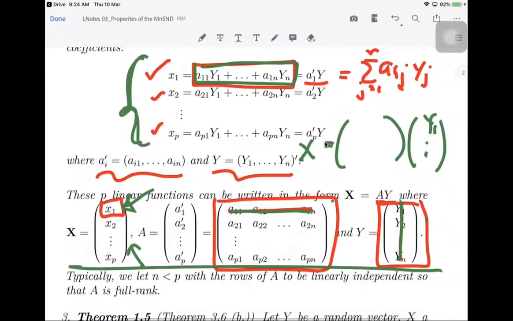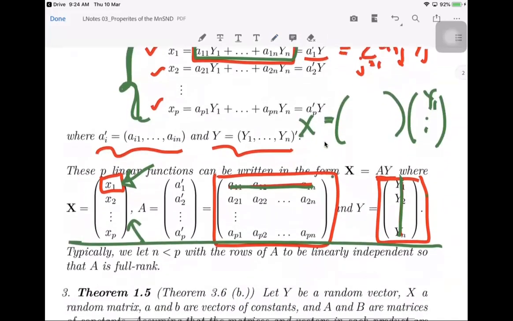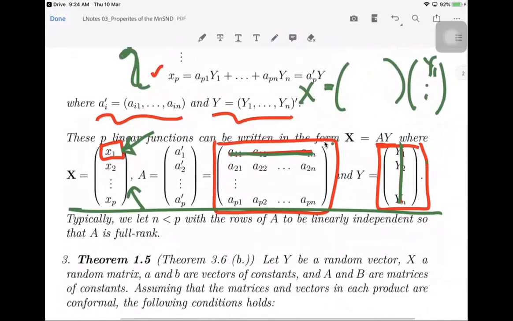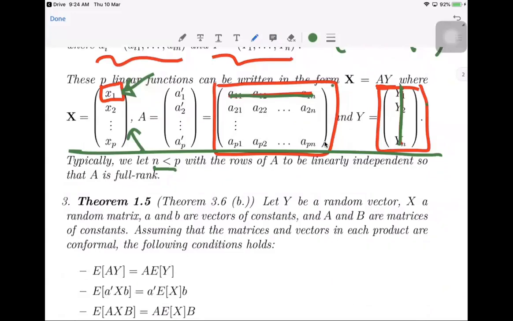So typically, N is less than P, with the rows of A linearly independent so that A will be of full rank. What we want is the number of... because for it to be linearly independent, the columns also must not be expressed as a linear combination of the other columns. So we want N to be less than P.